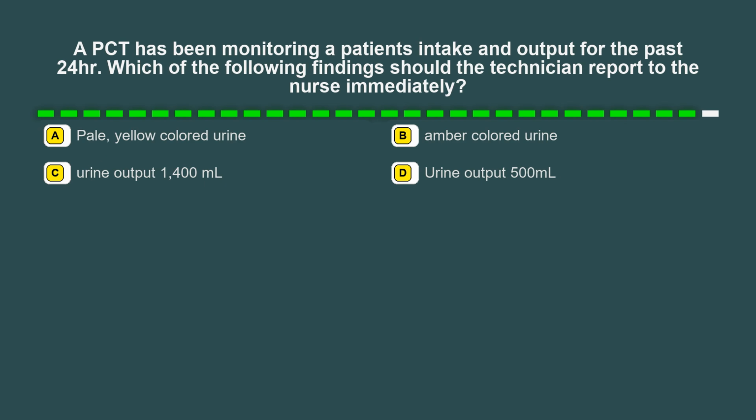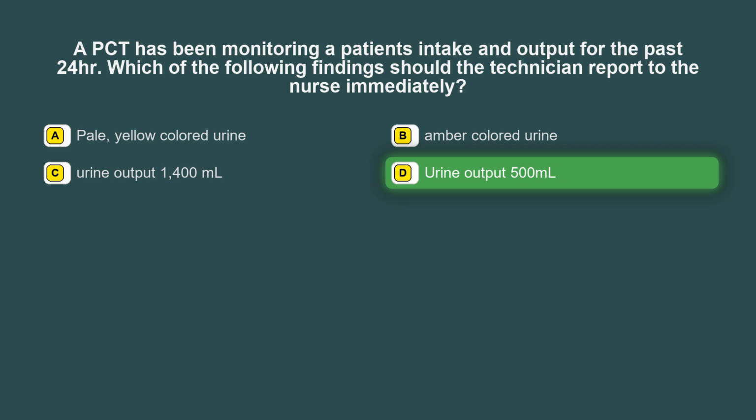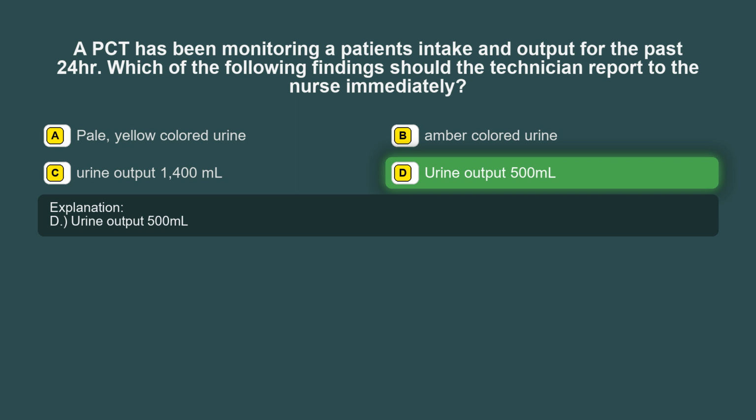Question 12. A PCT has been monitoring a patient's intake and output for the past 24 hours. Which of the following findings should the technician report to the nurse immediately? Option A, pale, yellow-colored urine. Option B, amber-colored urine. Option C, urine output 1,400 ml. Option D, urine output 500 ml. The correct answer is option D, urine output 500 ml.